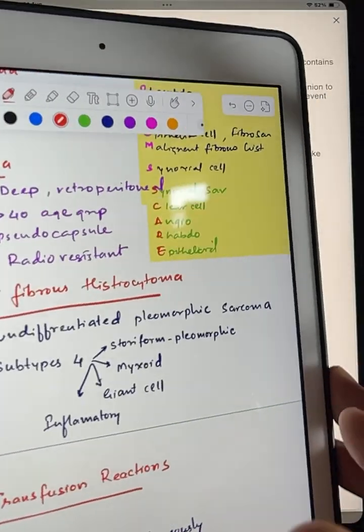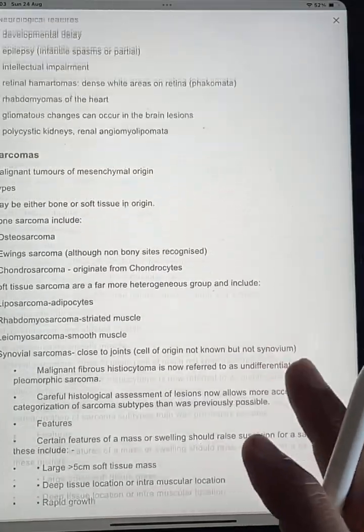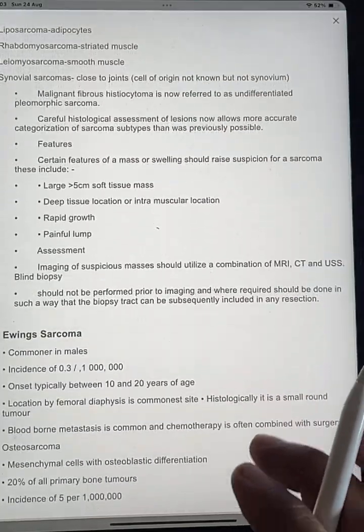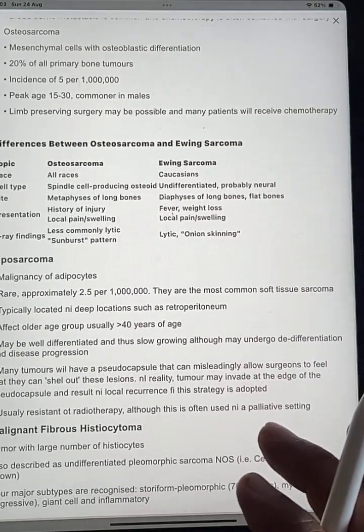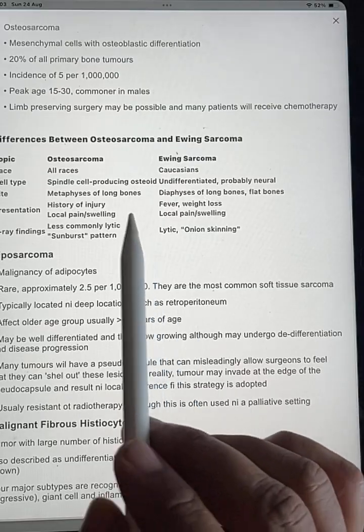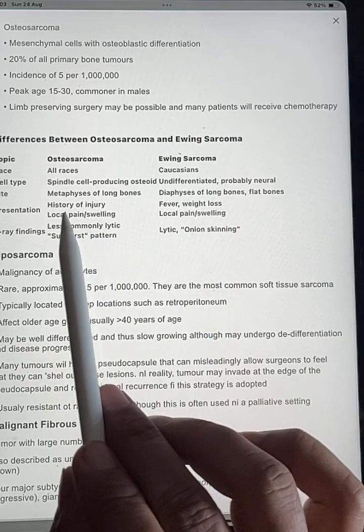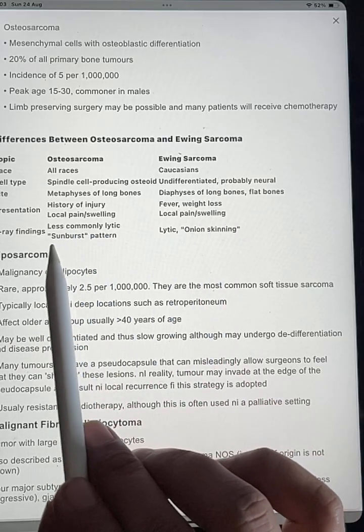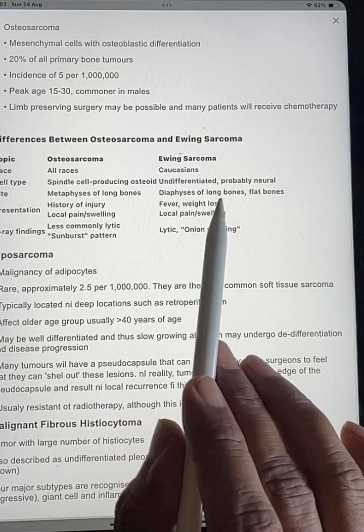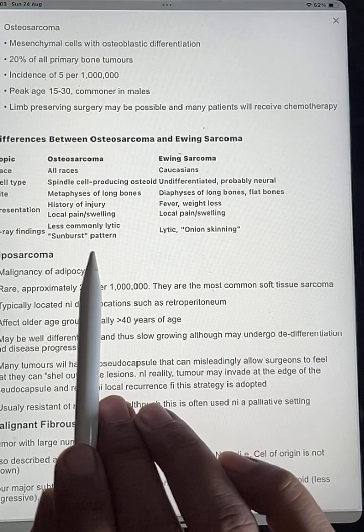So this was about the tumors, sarcomas, Ewing sarcoma and osteosarcoma. Cell types: spindle cell, undifferentiated, Ewing. The X-ray finding here is a sunburst appearance, which is osteosarcoma.